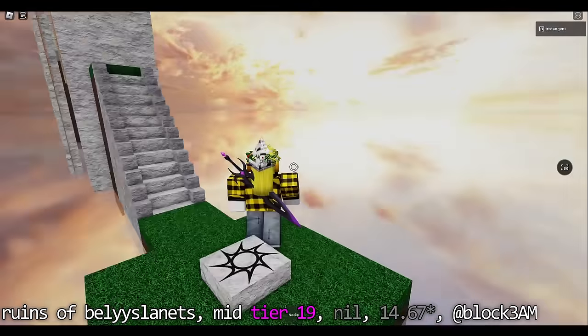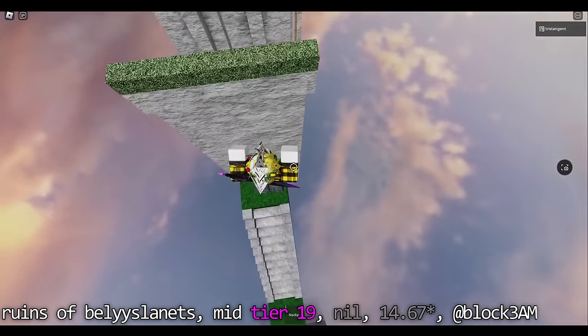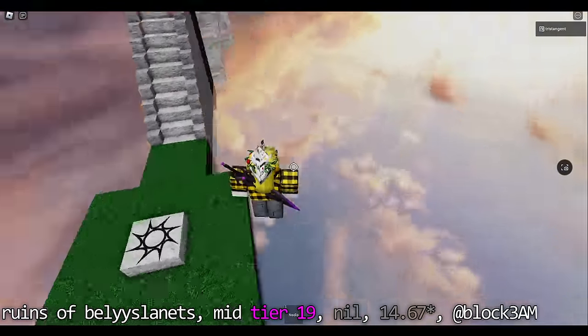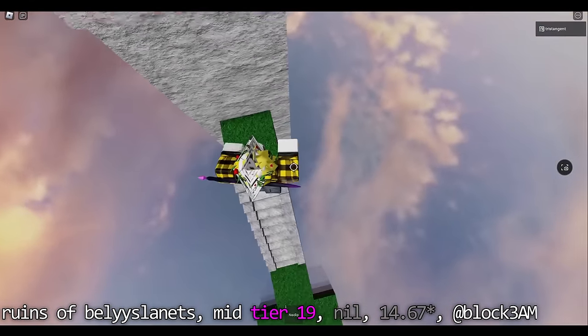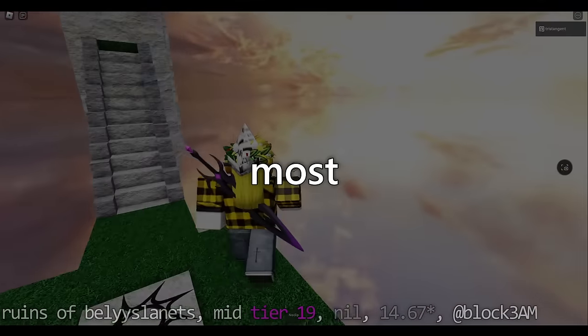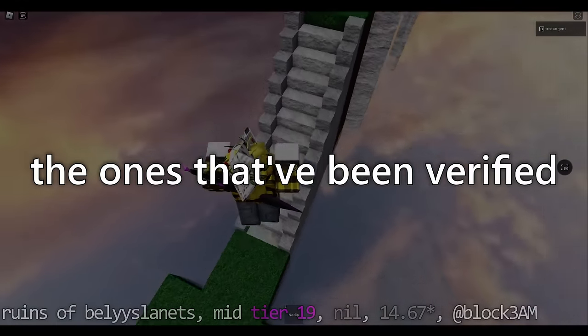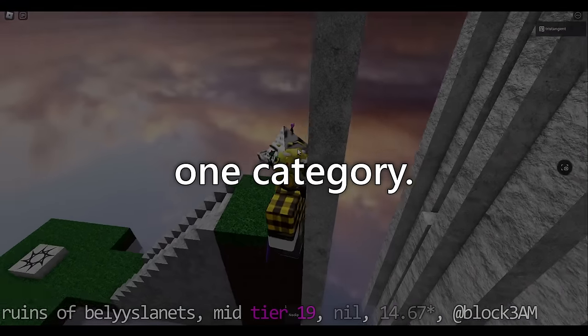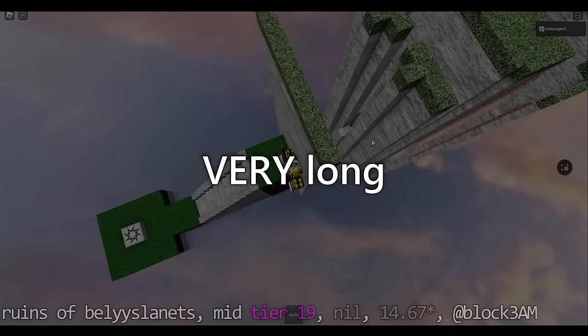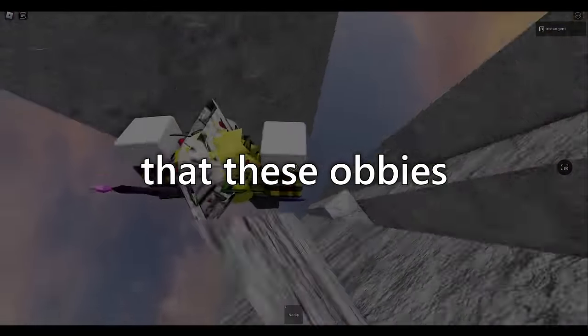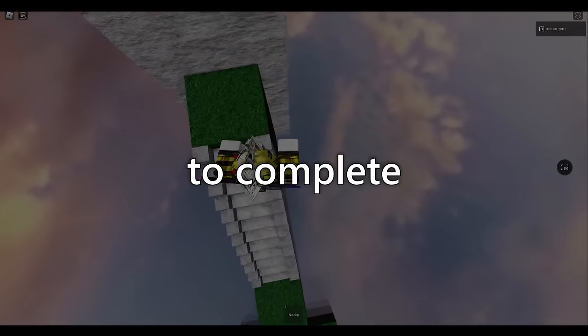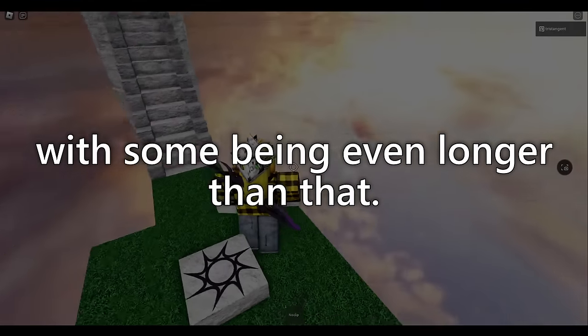Beyond tier 18, judging how hard an obby is becomes nearly impossible due to just how time-consuming these obbies get to even beat, and how hard they become, and most if not all of the ones that have been verified fall under one category. Long. Very long. So long, in fact, that these obbies may take upwards of half an hour to complete, with some being even longer than that.